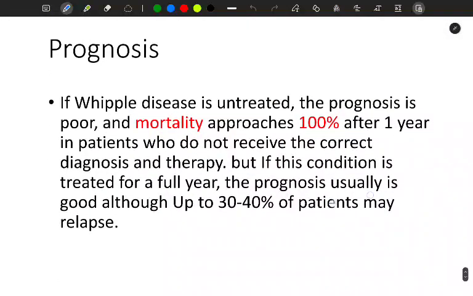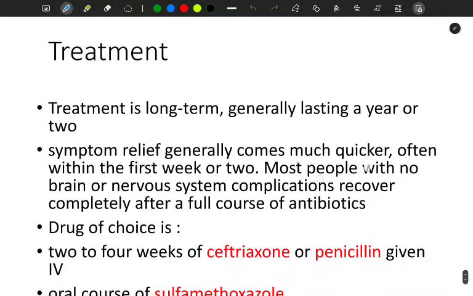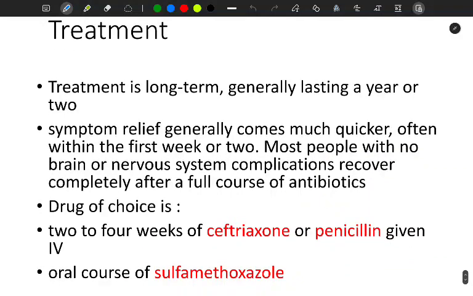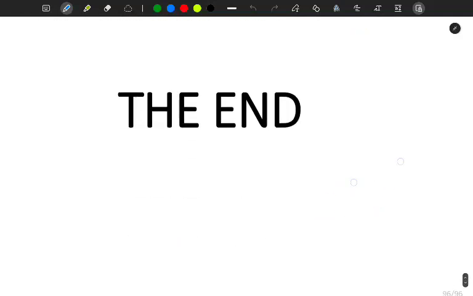Whipple's disease, if left untreated, mortality is 100% after 1 year, or if patients do not receive correct diagnosis and treatment. Prognosis is usually good, though up to 30% may relapse. Next. Treatment is long term, lasting 1 to 2 years. Symptom relief generally comes quicker, often within the first week or two. Most people with no nervous system involvement recover completely after the course of antibiotics. Drug of choice: 2 to 4 weeks of IV ceftriaxone or penicillin, or oral sulfamethoxazole. Next.